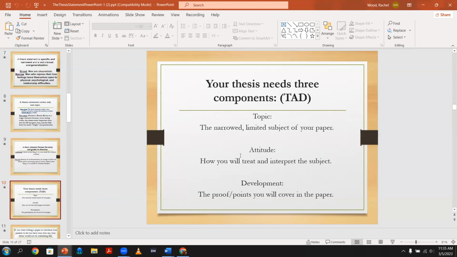So you need to have a narrowed, limited subject of your paper. You also need to have your attitude, how you will treat and interpret the subject, without saying this is my interpretation, and then your development, what areas you're going to cover in the paper without saying this is what I'm going to cover.